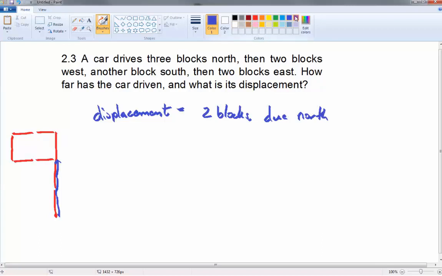On the other hand, if we wanted to figure out the distance, we could count how many blocks he's traveled. So 1, 2, 3, 4, 5, 6, 7, 8. So the distance traveled in this case is equal to 8 blocks. Notice that it doesn't have any particular direction because distance is a scalar and therefore there is no direction associated with it.